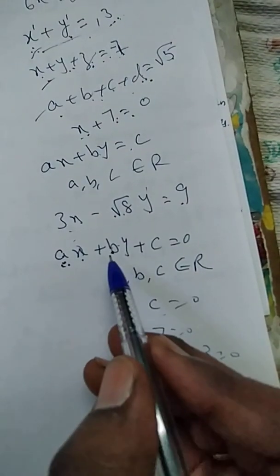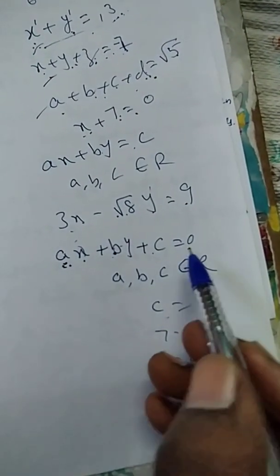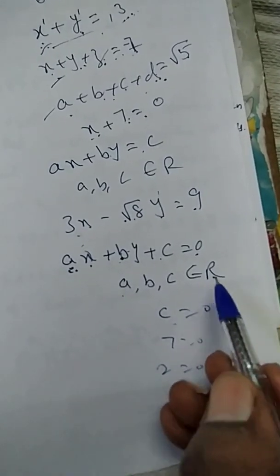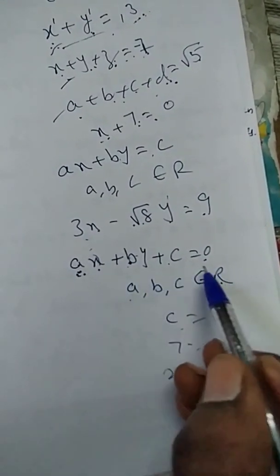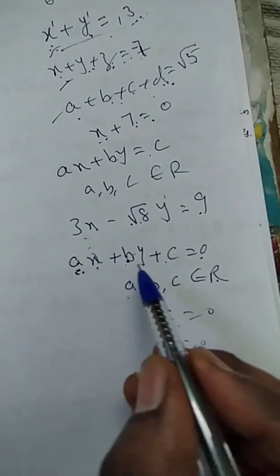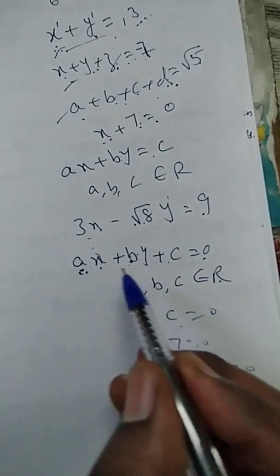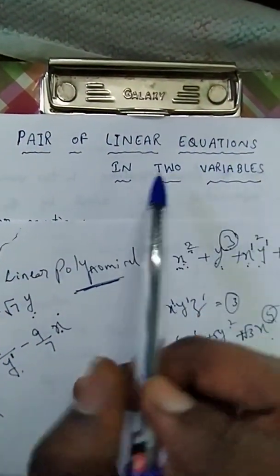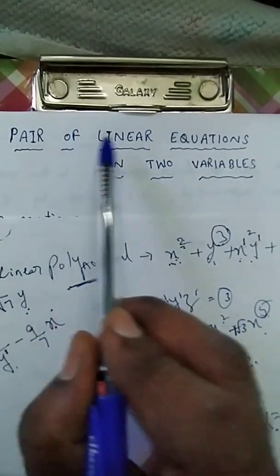Okay, so ax plus by plus c is equal to 0, where a, b, c belong to R. It is the general form of the linear equation in two variables. Linear equations in two variables. Now coming to that, pair of linear equations in two variables.